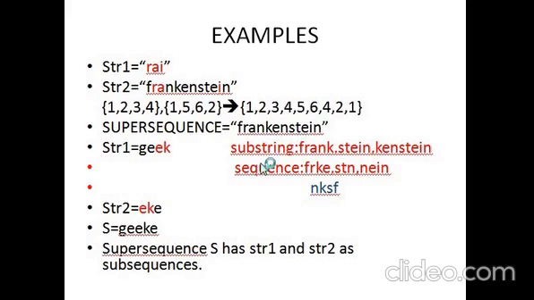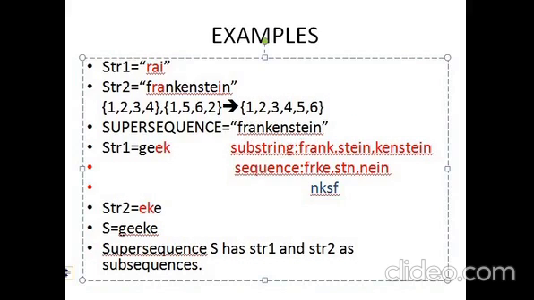A sequence is something like a substring, only it's different in that it has to be in order. So for example FRKE and STN and NEIN is a sequence, but if you take N, K, S and F, it's backwards and forwards, we don't want that kind of thing, and that is not a sequence.